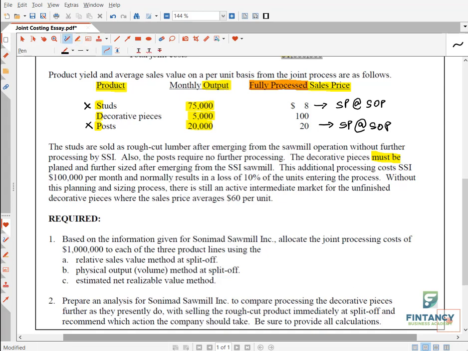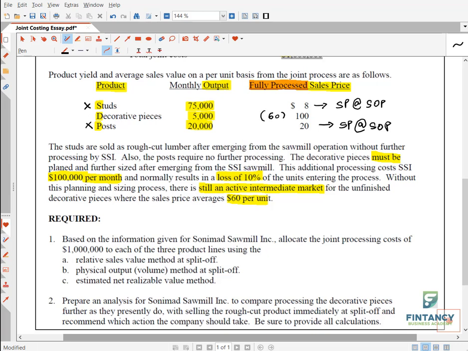And this additional processing cost is how much? 100,000 additional cost per month. Okay. And there is a loss of 10% also. Without this planing and sizing process, there is still an active intermediate market. So you can say that it must be processed, but I can sell the decorative pieces at split off point also. For the unfinished decorative pieces, the sales price is how much? 60. So from here you got to know the sales value at split off point for this product, decorative piece. It is 60.